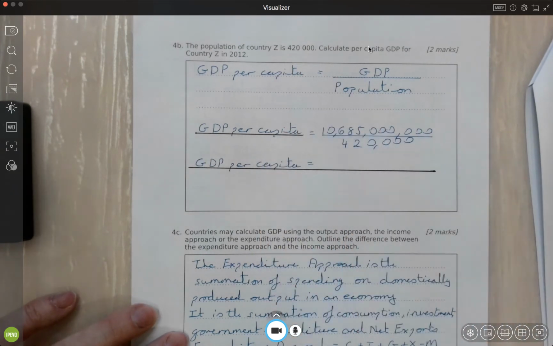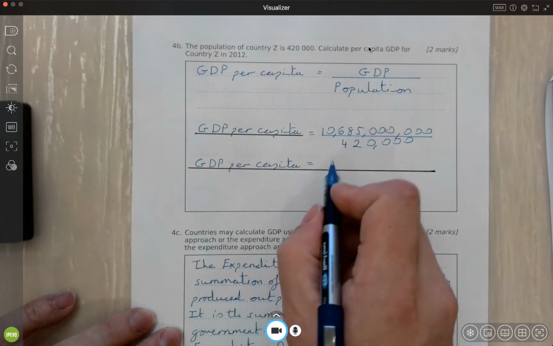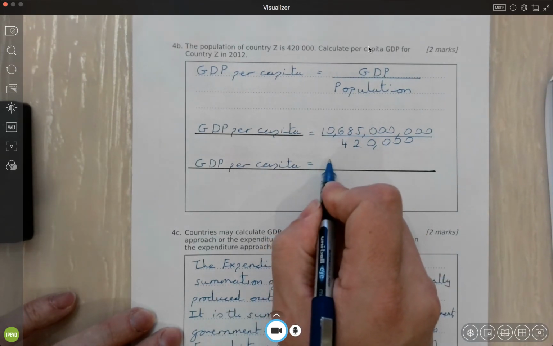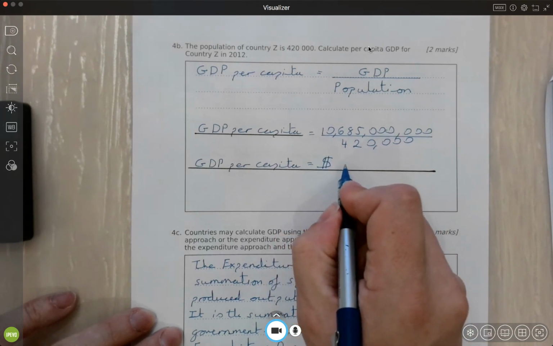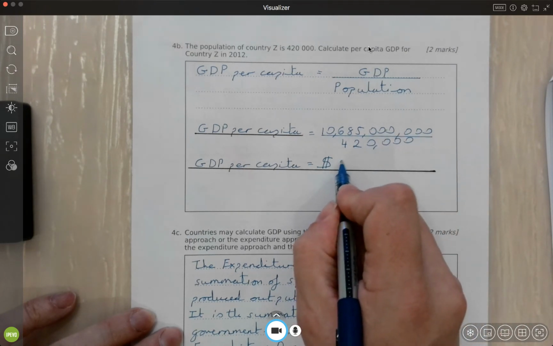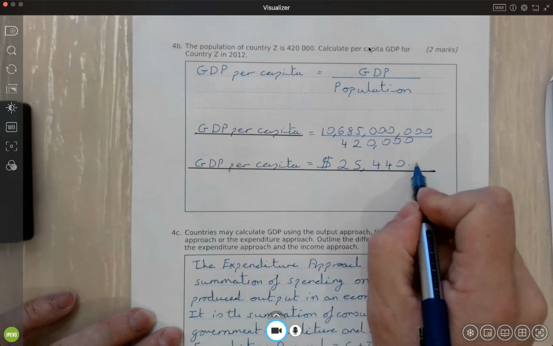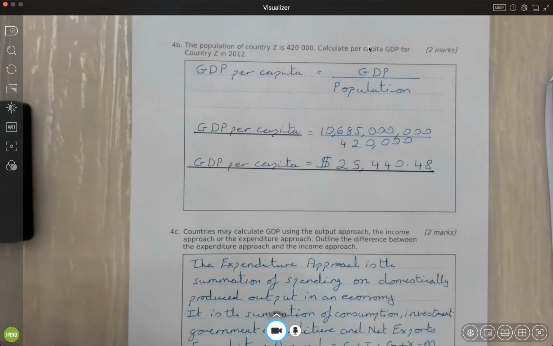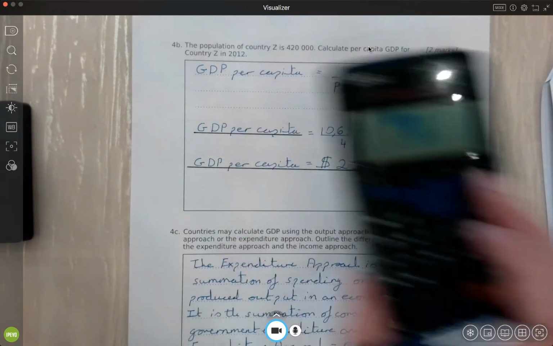Now, I'm going to get out my calculator, but here's one I've prepared earlier. And I've got this. Now, just to be annoying, that's the dollar sign. And when you divide the top line by the bottom line, you get 25,440.48. And that's the answer. So all you have to do is pop it into your calculator and you've got the answer.